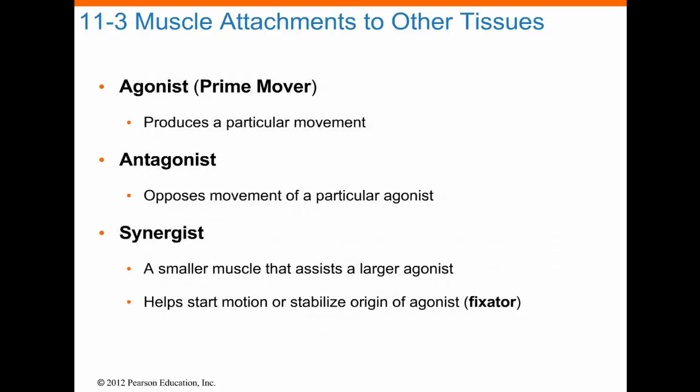Types of muscles. So we have an agonist or a prime mover, and it produces a particular movement. Then you can have an antagonist. So anti opposes the movement of a particular agonist. Then you can have a synergist, which is a small muscle that assists a large agonist, and it helps start the motion or stabilize the origin of the agonist, such as a fixator.